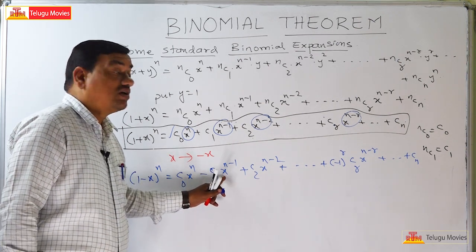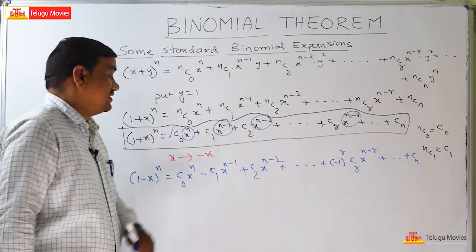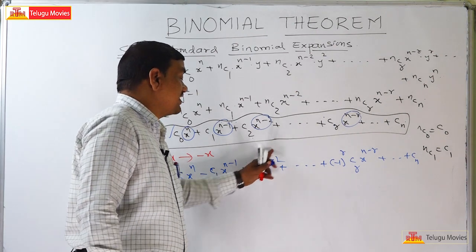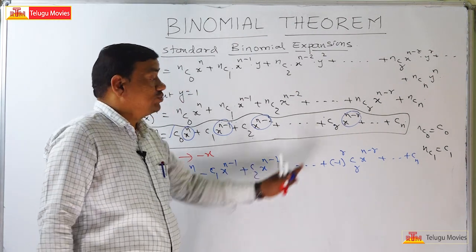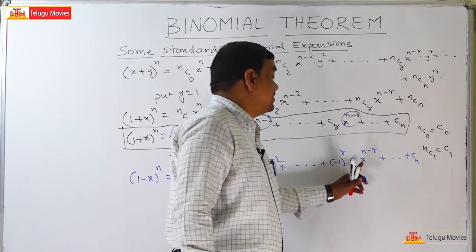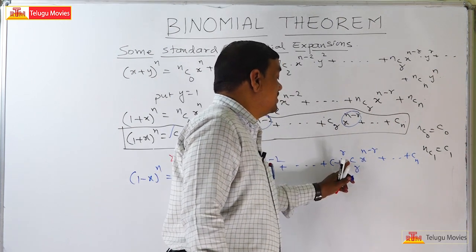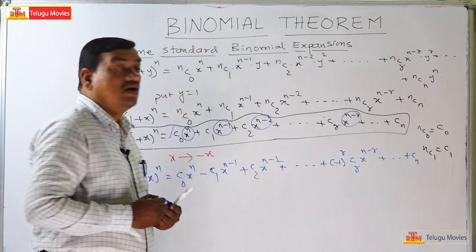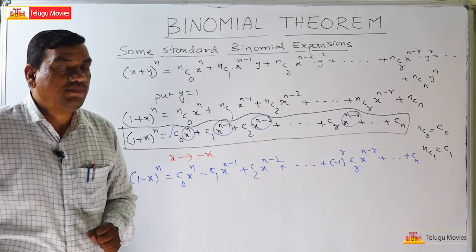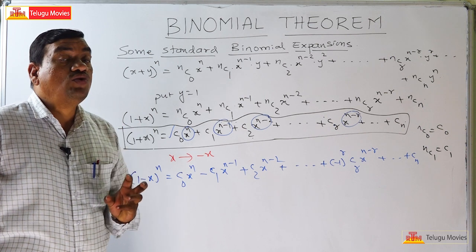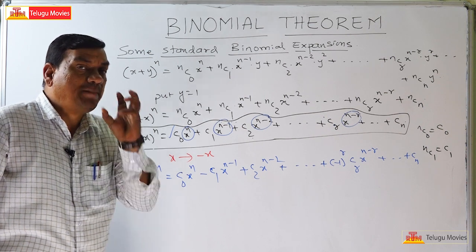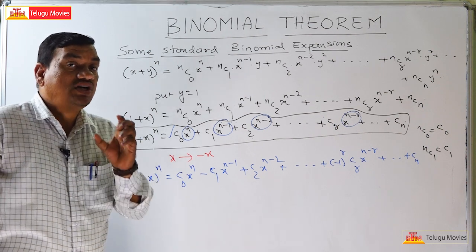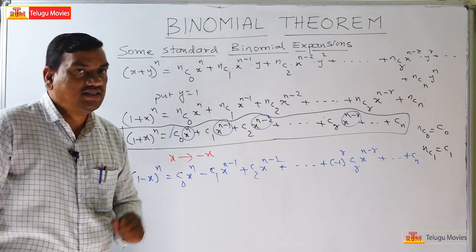Also in the binomial expansion of (1 - x)^n, what is the coefficient of x^(n-1)? Minus C1. The coefficient of x^(n-2)? Plus C2. So on. The coefficient of x^(n-r)? (-1)^r Cr. So these are the things. Using this concept, we are going to find the coefficient of a particular term. Let us see that.